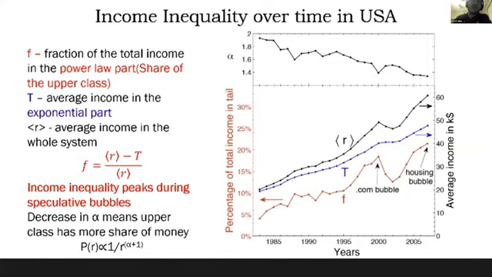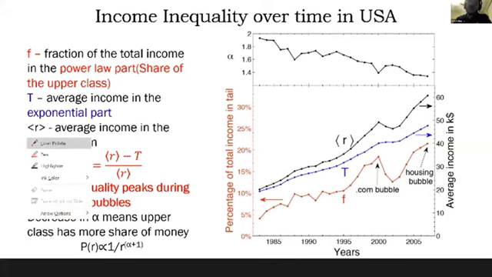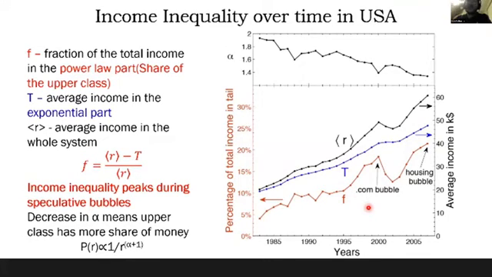So, income inequality over time in the USA. Income inequality is mostly based on the upper class, the people making over $120,000. You can see their share of the wealth, which is represented by F here. It rises during speculative bubbles. In 2000 it rose during the dot-com bubble, and in 2008 it rose during the housing bubble. Subsequent crashes cause their share of wealth to go down, which causes income inequality to go down.